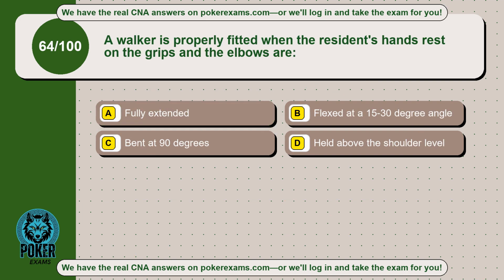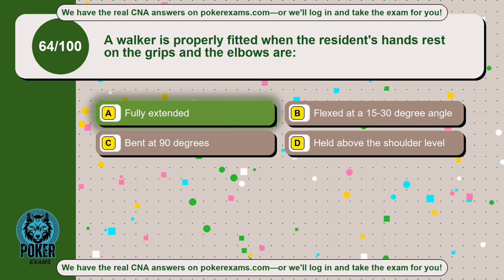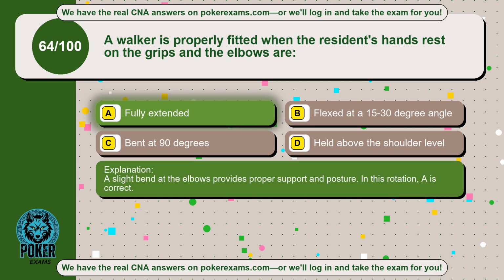Question 64. A walker is properly fitted when the resident's hands rest on the grips and the elbows are: Option A, fully extended. Option B, flexed at a 15 to 30 degree angle. Option C, bent at 90 degrees. Option D, held above the shoulder level. The correct answer is option A, fully extended. A slight bend at the elbows provides proper support and posture. In this rotation, A is correct.